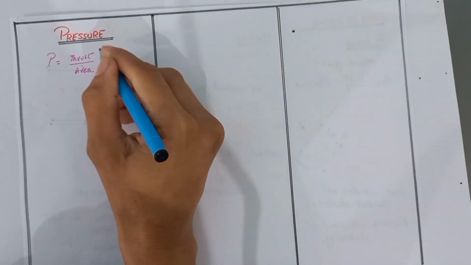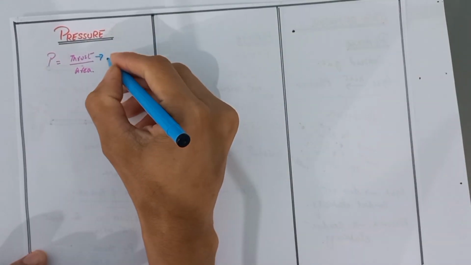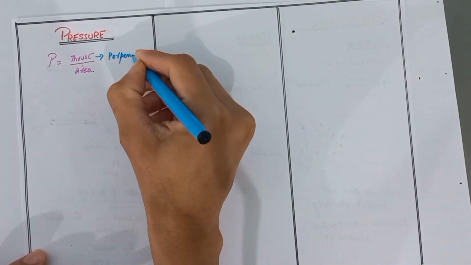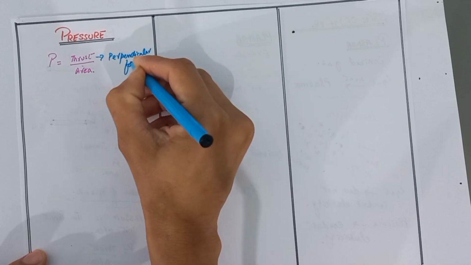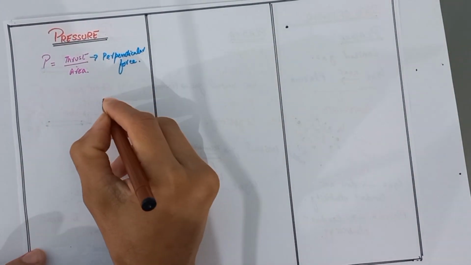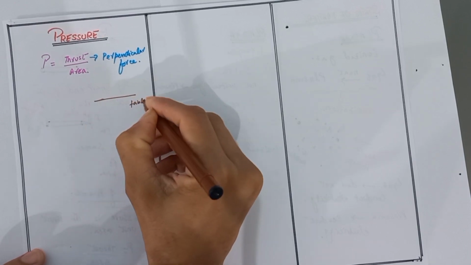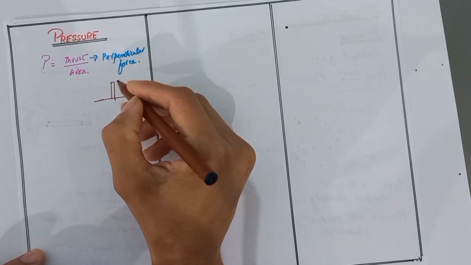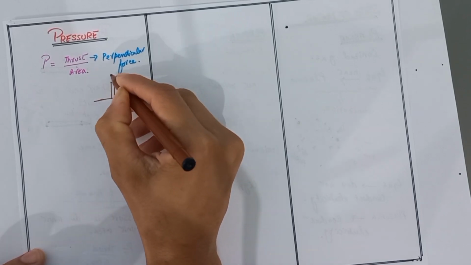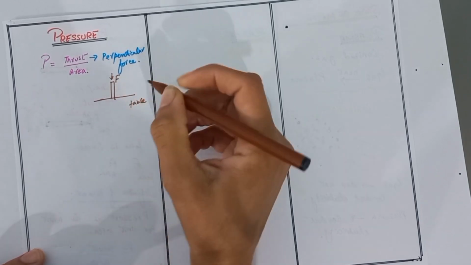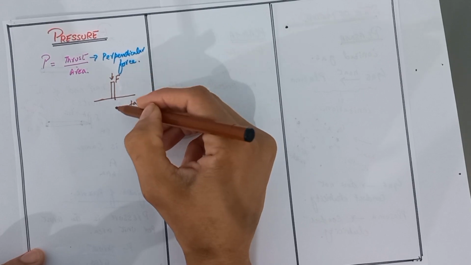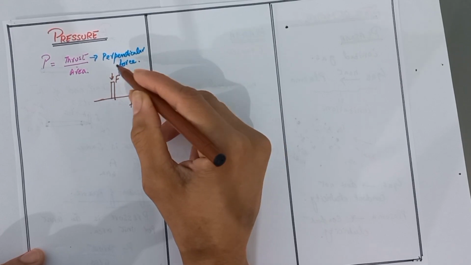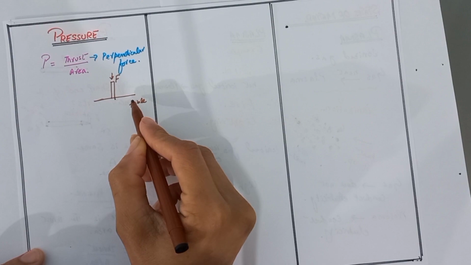Now understand what is the meaning of thrust. Thrust means perpendicular force. Look at the picture. Here we take a table. We put a rod on to the table. So you are applying the force on the rod here, perpendicular to the rod. So the force gets transmitted onto the table. So when you apply the force here, the force will be on the table. Okay, right?